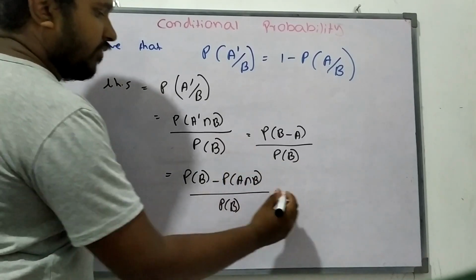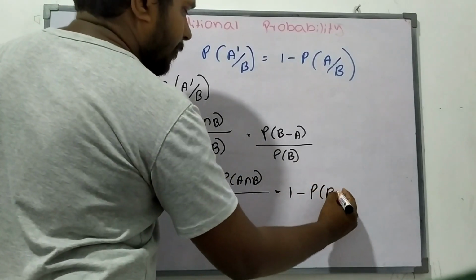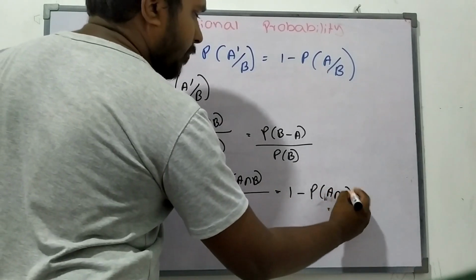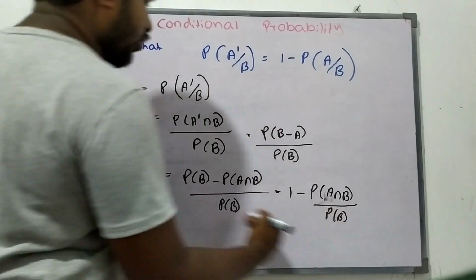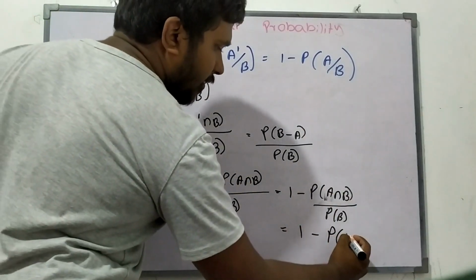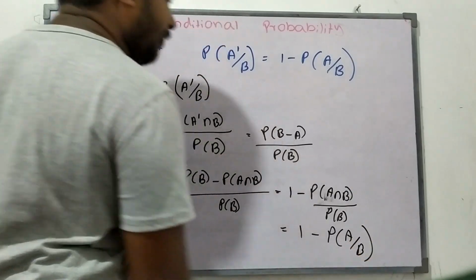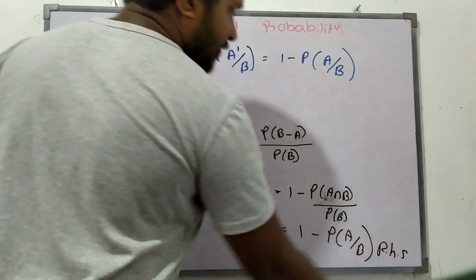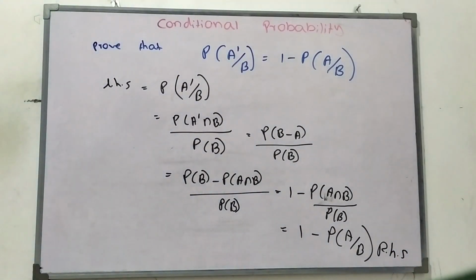I'm just going to divide it. 1 minus P(A intersection B) over P(B). So I individually divide. So then what is this? This is P(A over B). Right, so this is my RHS. It is proved. Right, the only thing is you have to state the condition. That's all.